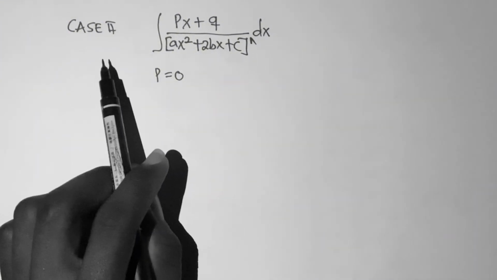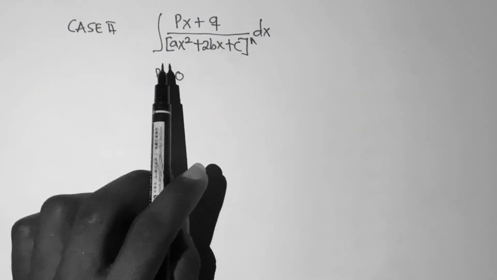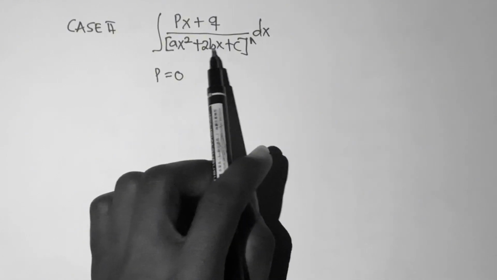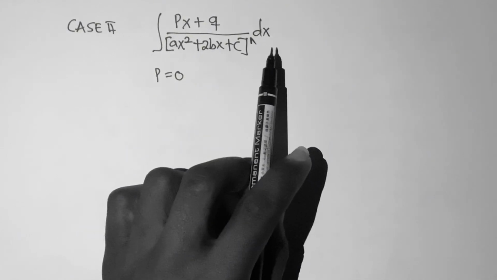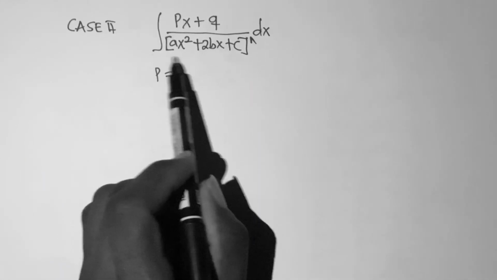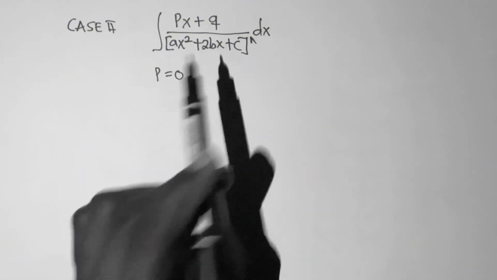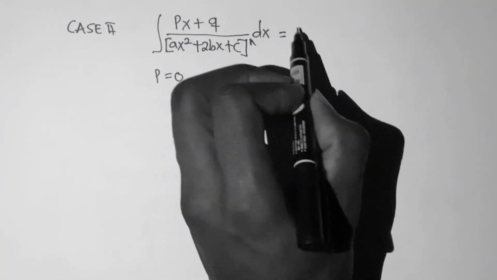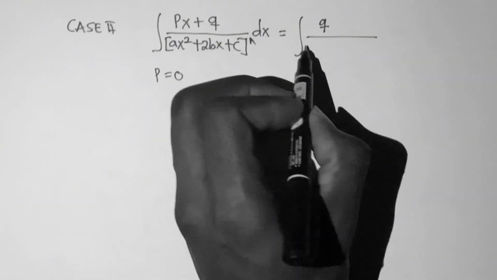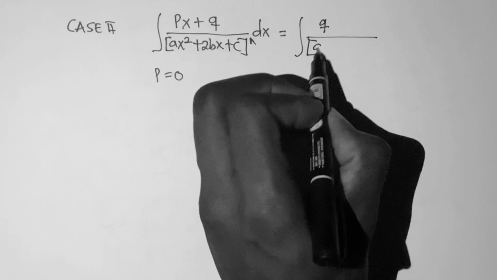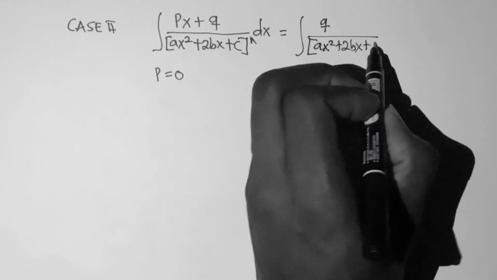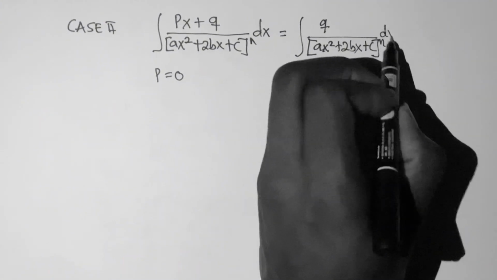So let's look at the second case where we have the integral of (px plus q) divided by (ax squared plus 2bx plus c) all to the power of n dx, but in this case where p is equal to 0. Now immediately we put p equals 0, it means that this integral becomes the integral of q divided by (ax squared plus 2bx plus c) all to the power of n dx.